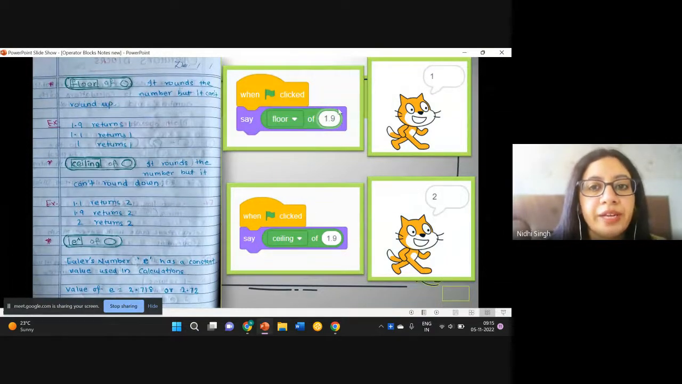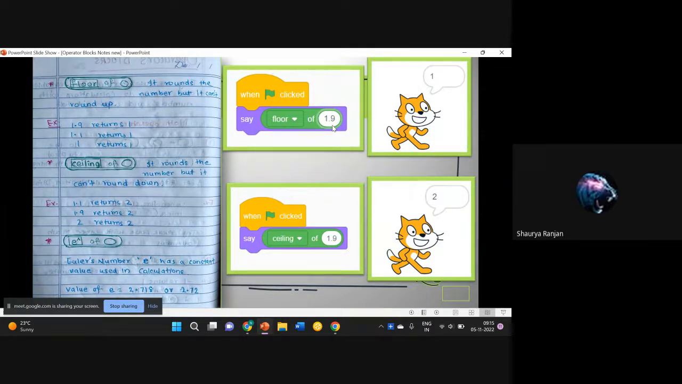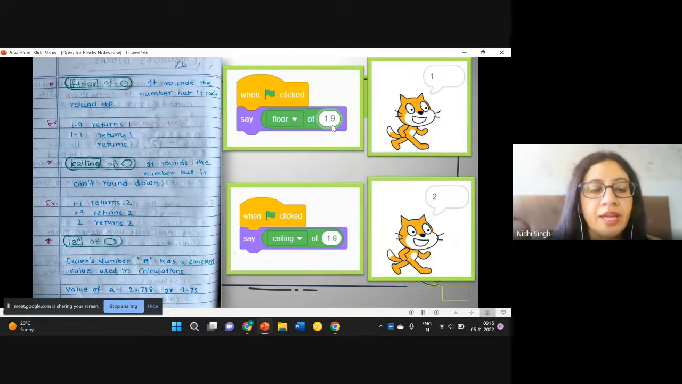Like in floor, if you put 1.9, it cannot round up, so the answer will be 1. Basically, whatever number is there before the decimal, that number will come. 2.9, 2.8, 2 will come. 3 point something, 3 will come. 4 point something, 4 will come. And in ceiling, the next will come.